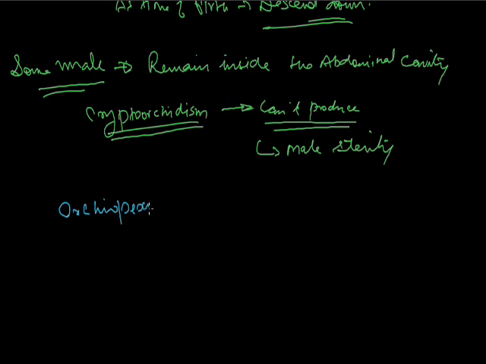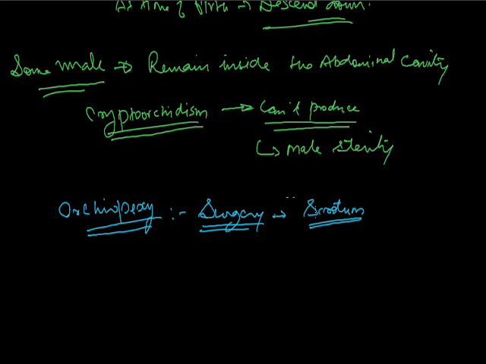What is orchiopexy? As the male child is born and the doctor sees that this child's testes are not present outside the abdominal cavity, and remain inside the abdominal cavity, then definitely this will cause an effect in this child. So what will the doctor do? The doctor will perform a surgery, and with the help of the surgery, the doctor will take out the testes into the scrotal sac, and this is how the testis will descend down after the surgery. So this process is known as orchiopexy.